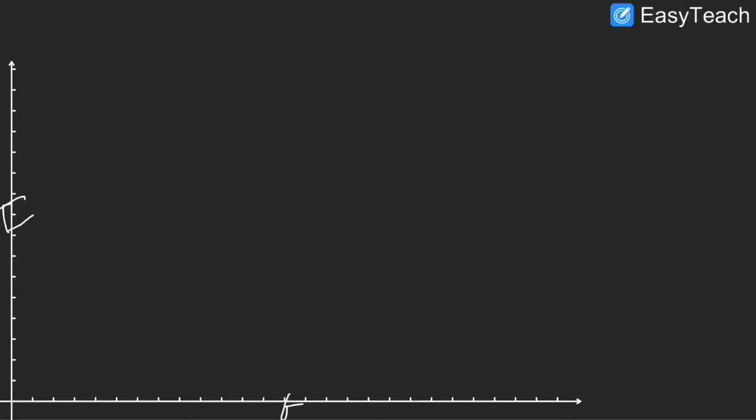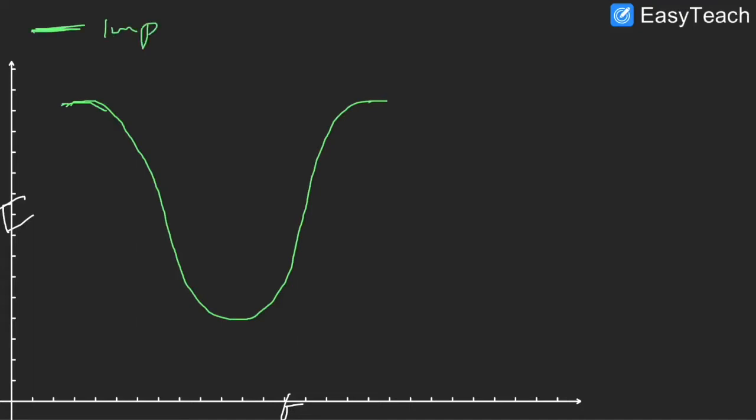Now let's plot this. I'm going to plot my Z first. My impedance starts off at a high value, it changes with frequency, it hits a low at a certain point, and it rises back again. So what is shown in green is my impedance.